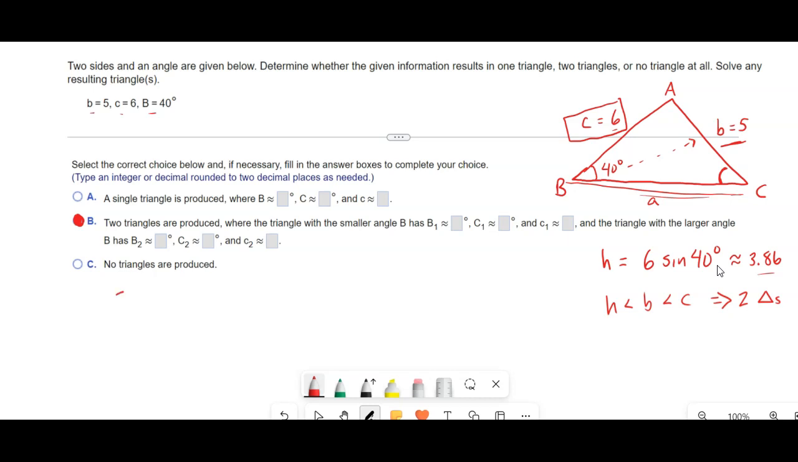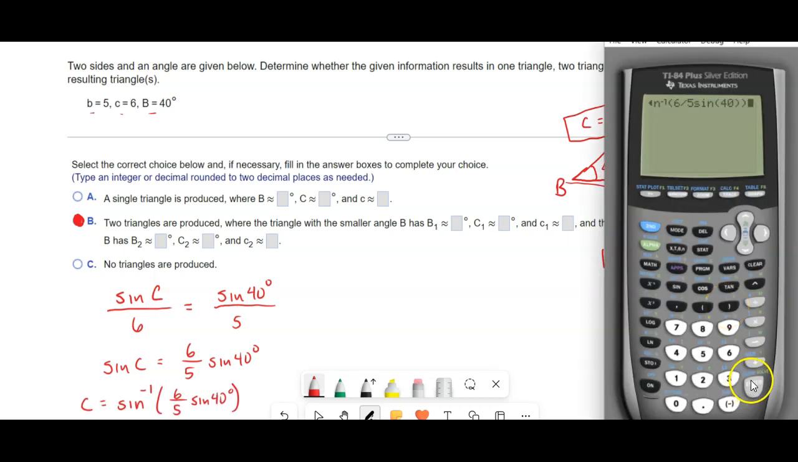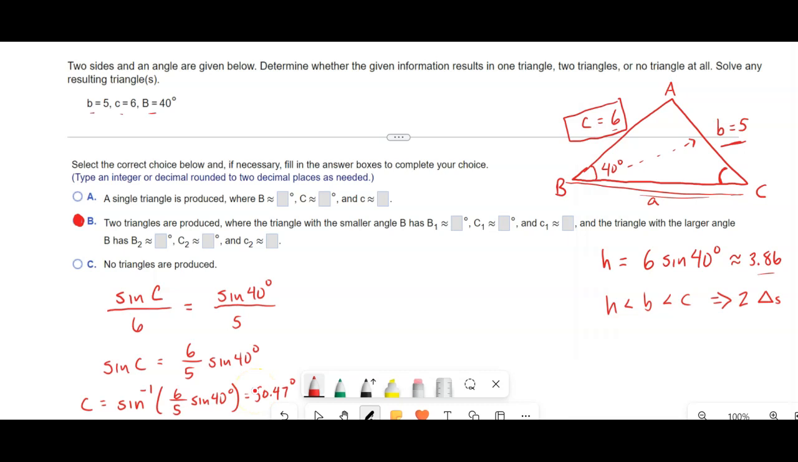So the way it works is the sine of angle C divided by this 6 is equal to the sine of 40 divided by the side opposite of 5. So we get that the sine of C by itself is equal to 6/5. I always just put the numbers together. And multiplying this over, the 6 would go up top, times the sine of 40. And then angle C then is the inverse sine. So I type it all in there. Inverse sine of 6/5 sine of 40. I get 50.47 degrees. So there's angle C. So there's one possibility, 50.47 degrees.